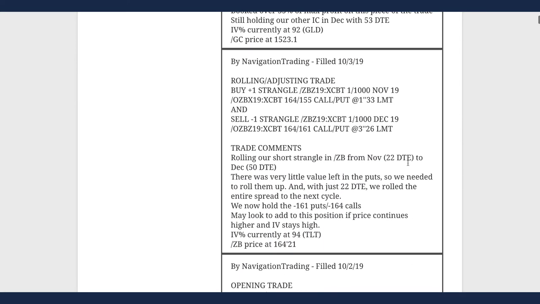Okay, next trade here, rolling adjusting trade in forward/ZB in the bonds. So we're down to 22 days to expiration in the bonds, and there's very little value left in the put side. So we wanted to roll our puts up. And at the same time, with just 22 days, we went ahead and rolled the entire spread out in time. So now we're at the 161 puts, 164 calls.